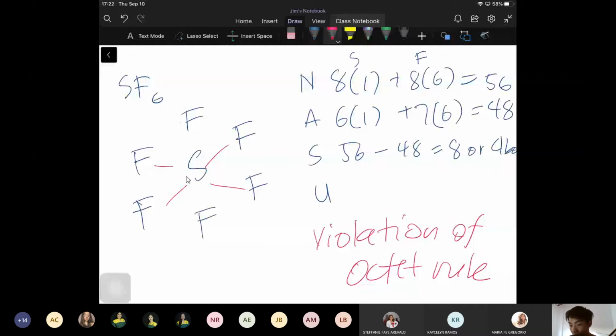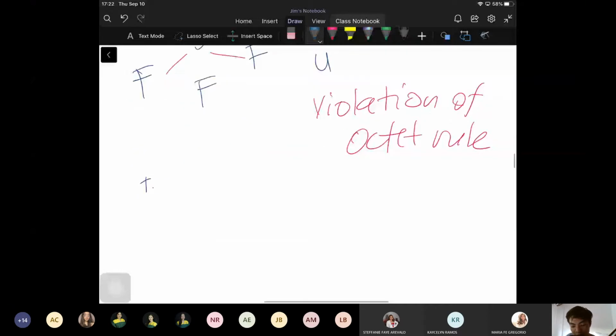Okay? So, ganun. So, pag kinulang, ano gagawin? Ito yung technique with the expanded octet, no? Ayan, technique.